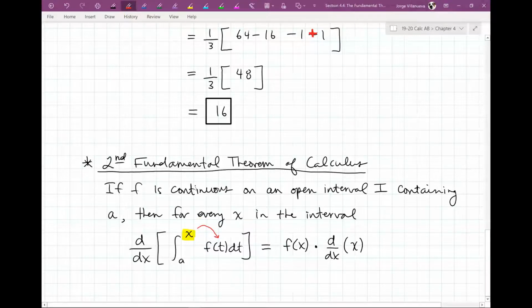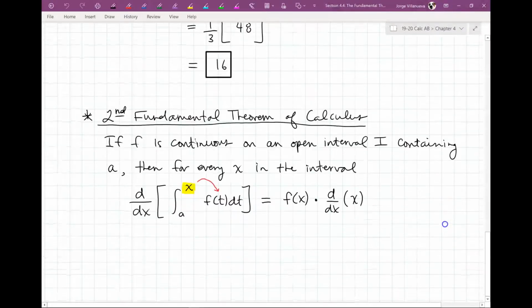That's how we got f of x. And ignore the rest because the derivative gets rid of the integration part. So you're going to get the expression and plug it into the function, okay? And then you take a derivative of that upper expression. I have two examples to show you guys how this works.